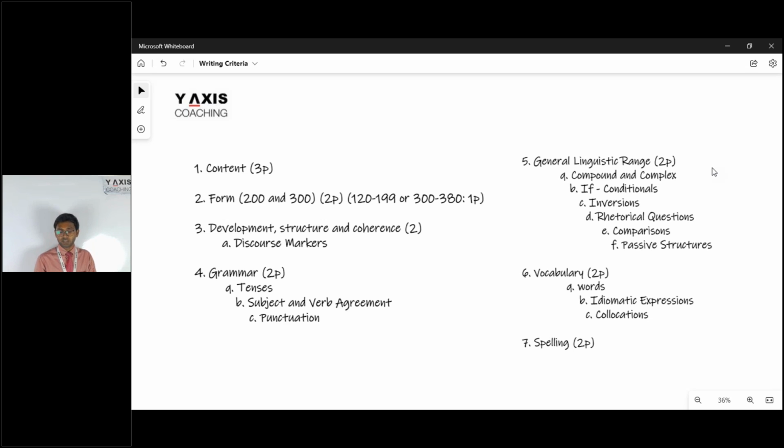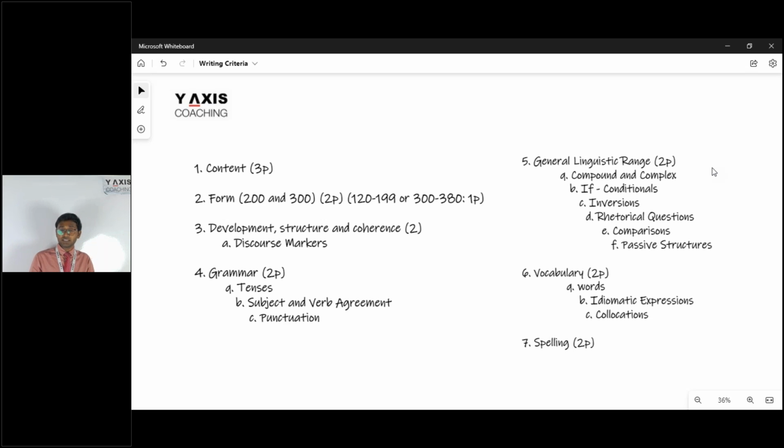Now, the fifth one, as you can see, is general linguistic range. It refers to a variety of complex structures that we use to talk about things in a precise manner. So we should have a range of grammatical structures to show variations in writing. So we have compound and complex sentences, conditional sentences can be used, inversions are possible. You can also introduce rhetorical questions, and we make a lot of comparisons when we write things. We compare people, we compare things, we compare the time period. So when we make comparisons, we should ensure we don't make any mistakes there. And the passive structures can also be used if required.